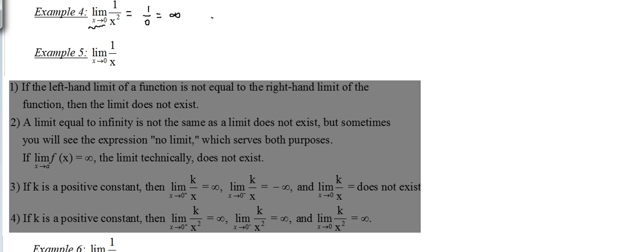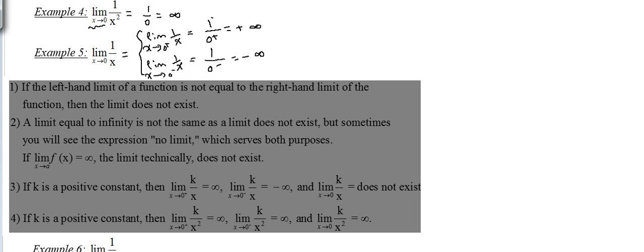While in example 5, the limit as x tends to 0 of 1 over x goes to two limits. It goes to the limit of 1 over x as x approaches 0 plus, and the limit of 1 over x as x approaches 0 minus. As x approaches 0 plus, it's 1 over 0 plus, positive over positive 0, so it's positive infinity. And 1 over 0 minus, positive over a negative number, since 0 minus is a negative number, so it approaches negative infinity.